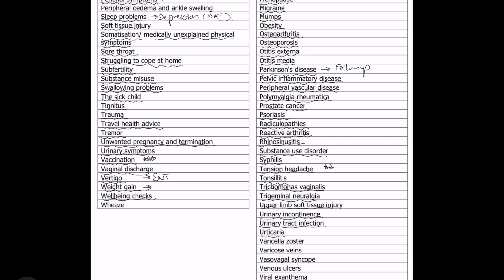Upper limb soft tissue injury, we have talked about it. Urinary incontinence, UTI, we have talked about it. Urticaria, an allergic reaction. Varicella zoster virus, varicose veins, we have talked about it. And vasovagal syncope, we have talked about it.